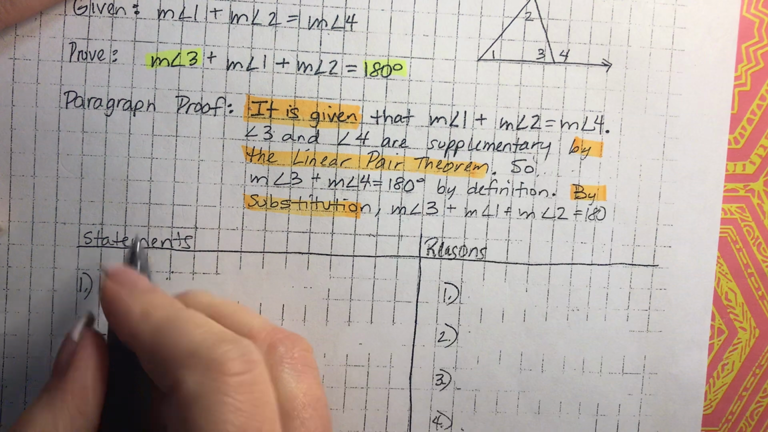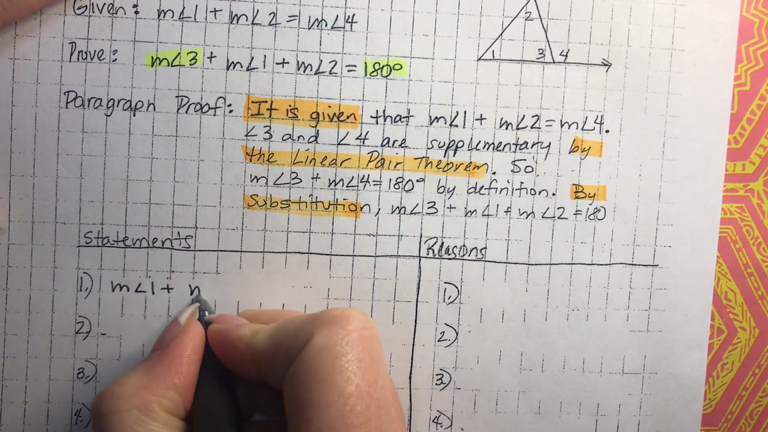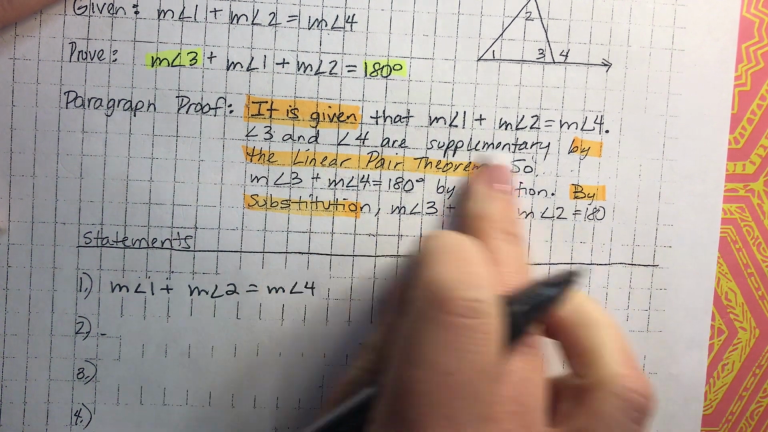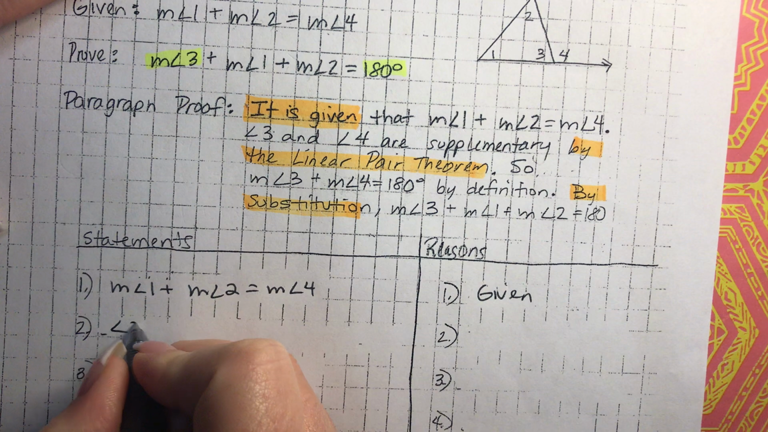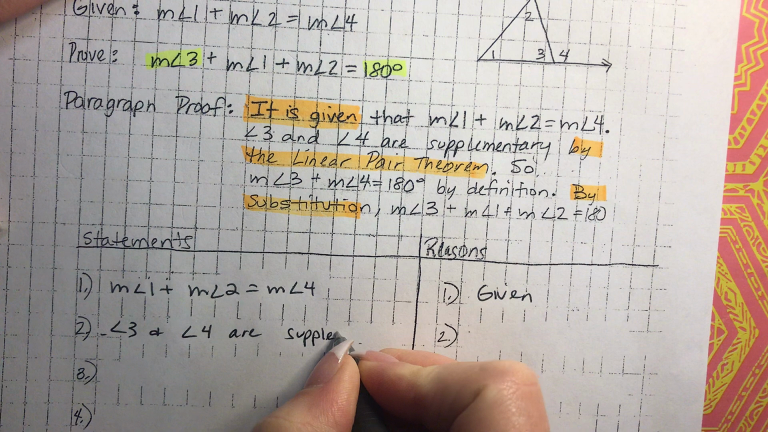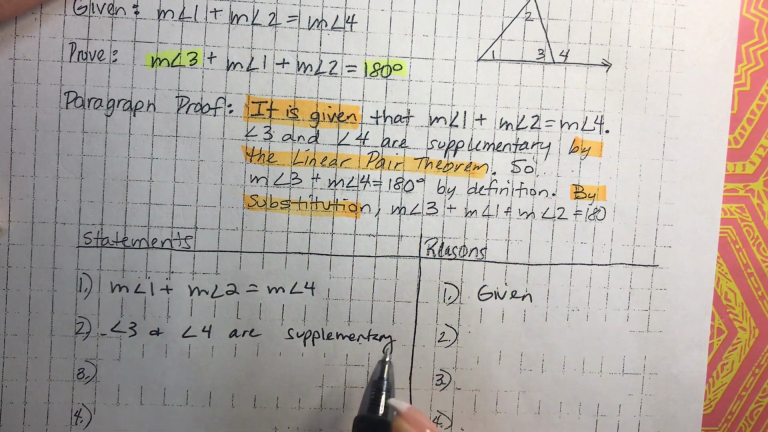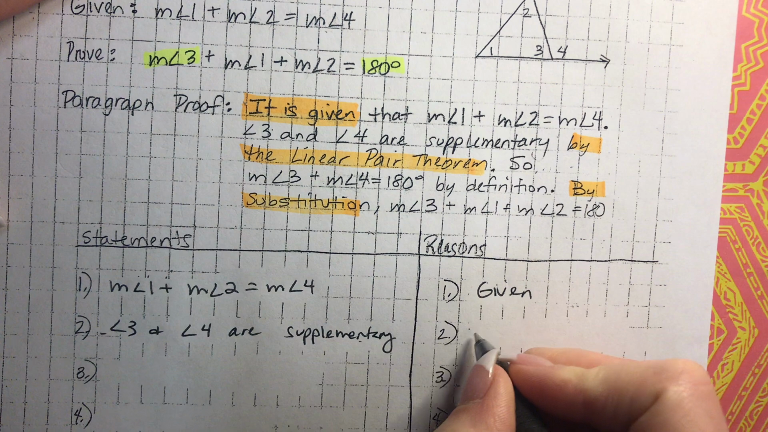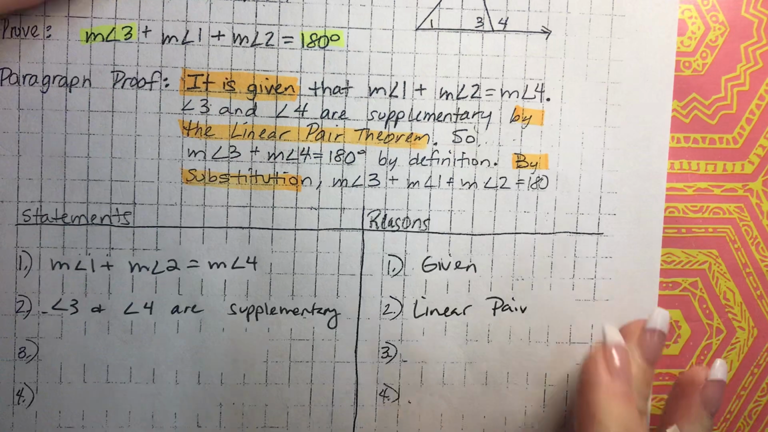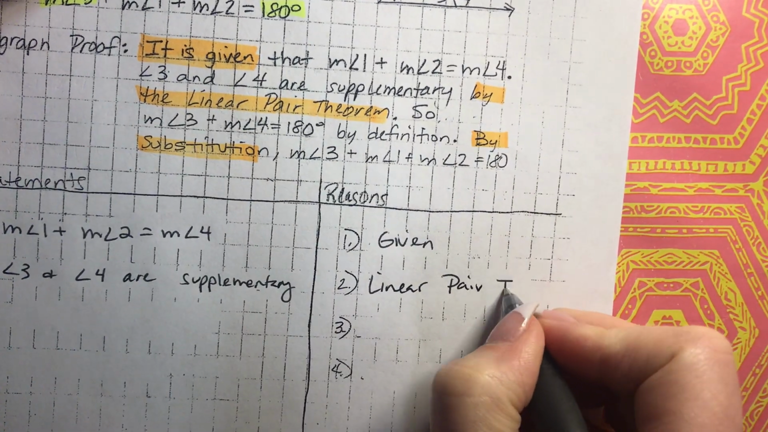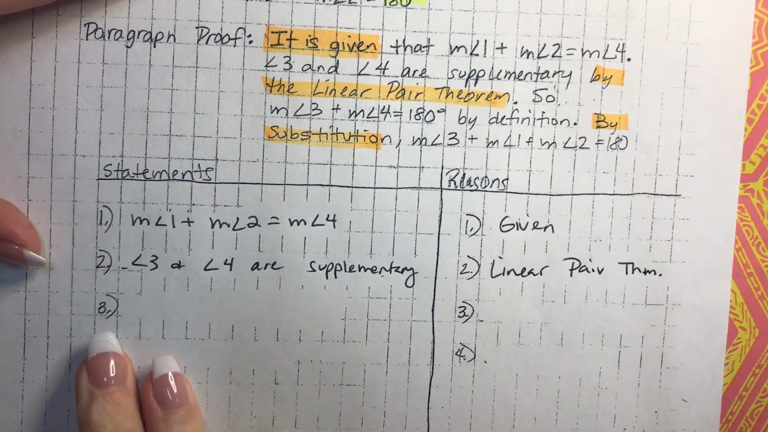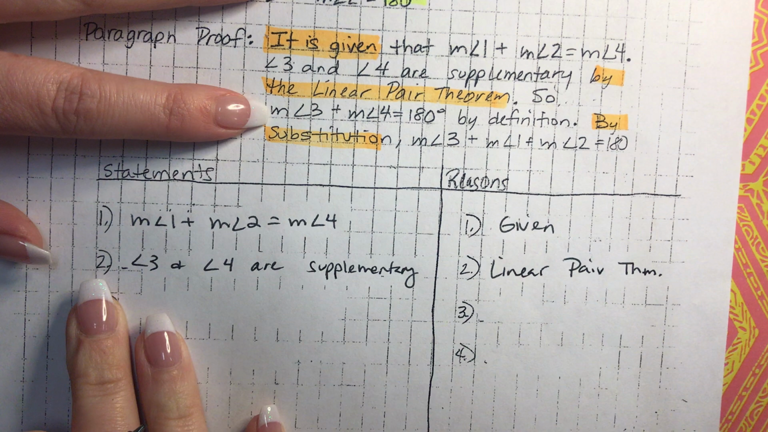So we're starting here with the given information. That's given. Then from there, we say angle 3 and angle 4 are supplementary by the linear pair theorem. You're going to use this one a ton. It's almost like the linear pair theorem and the vertical angles theorem are two theorems in a competition for how often they can get used, and you'll see that as the chapters move on.